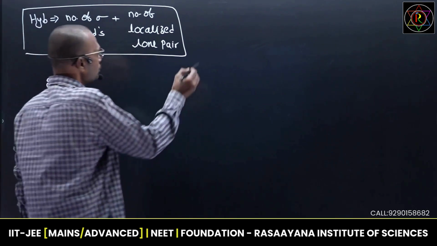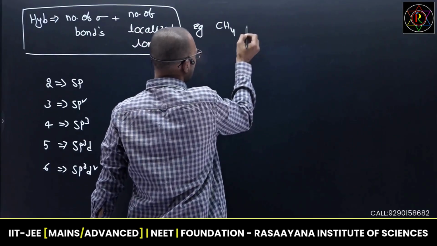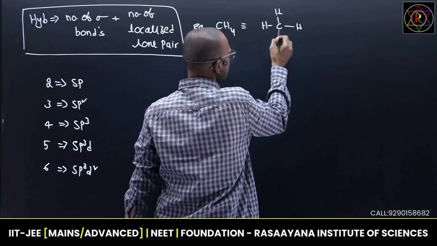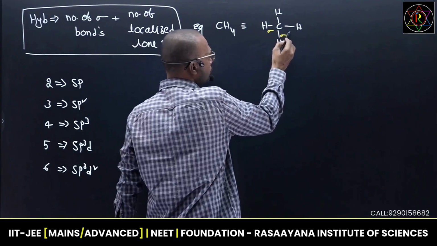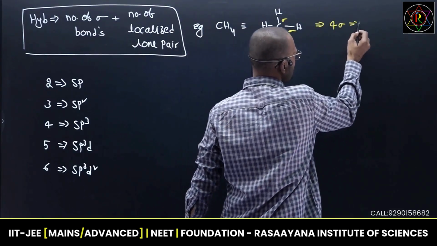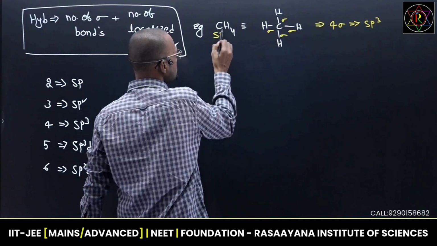So one example I will show. Just concentrate. Suppose methane. Methane can be written like this: carbon having hydrogen, hydrogen, hydrogen like this. The total number of sigma bonds is 4: 1, 2, 3, 4. By the logical approach, 4 sigma bonds are present, so hybridization is sp3. What is the hybridization of this carbon? sp3. Like that we can find.